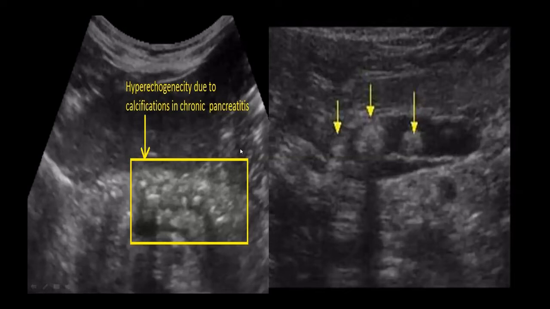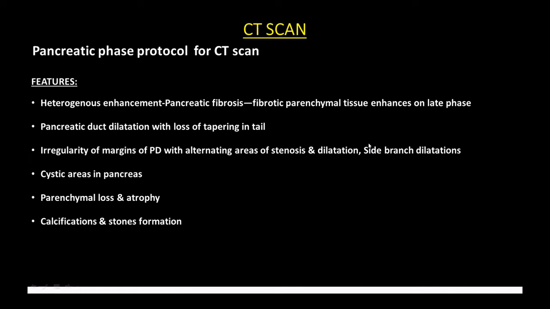So these are the examples of changes of chronic pancreatitis on ultrasound. Here we can see the pancreatic parenchyma is significantly heterogeneous, and there are multiple hyperechoic foci with shadowing, which are indicative of pancreatic parenchymal calcifications. And in this case, there is a massive ductal dilatation with presence of ductal calculi, which are also showing acoustic shadowing.